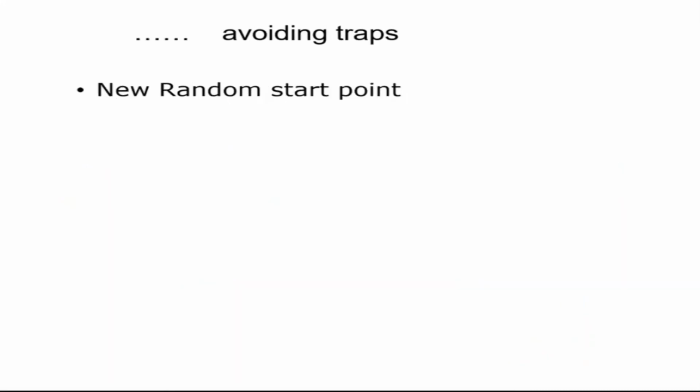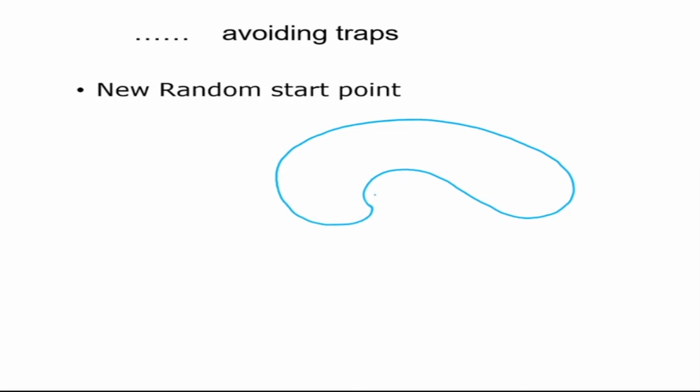The other way of avoiding traps is a new random start point. For example, I have an obstacle of this shape, and this is my goal point, and this is my initial point. What is happening here is it is coming till here and is getting caught here. The moment it gets caught, I can give it a new random start point. It is almost similar to giving it a disturbance. So from here I start the algorithm again, and from here I push it here, so it comes there. So this is a random start point.